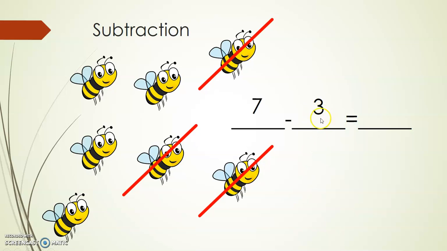So I'm going to put 3 in this next box. Equals how many bees left over? 1, 2, 3, 4. So 7 take away 3 equals 4. So I would put that right here.